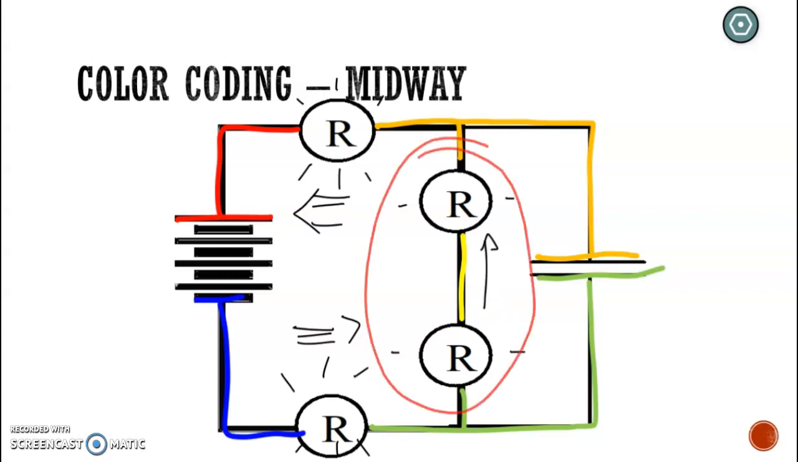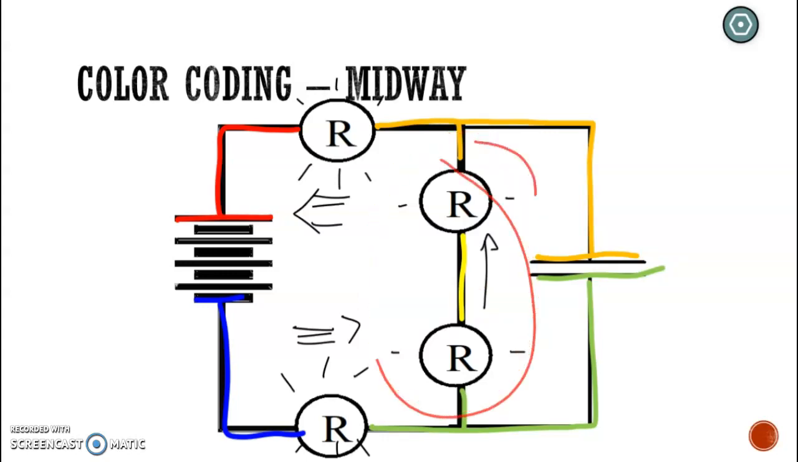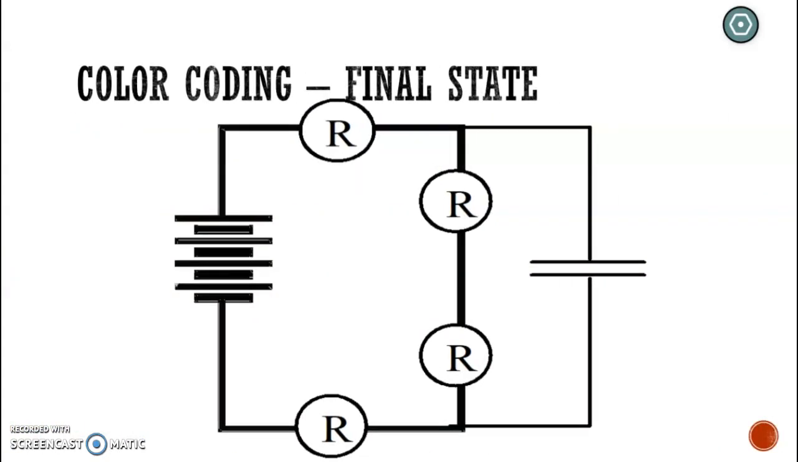But then the flow rate through these two bulbs is the same because the pressure difference from here to here and from here to here are the same pressure difference. So that's why this one is going to stay yellow, because the same amount of charge is coming into it and the same amount of charge is going out of it. Whereas this wire here is changing because there's more electrons coming in and less electrons going out. And so that's why the pressure in that one is changing.